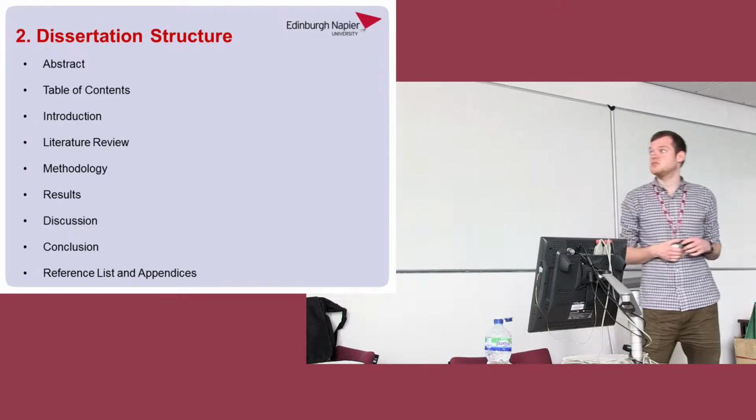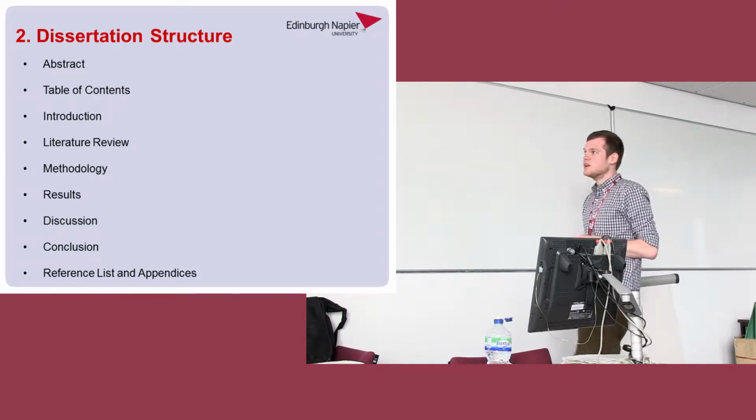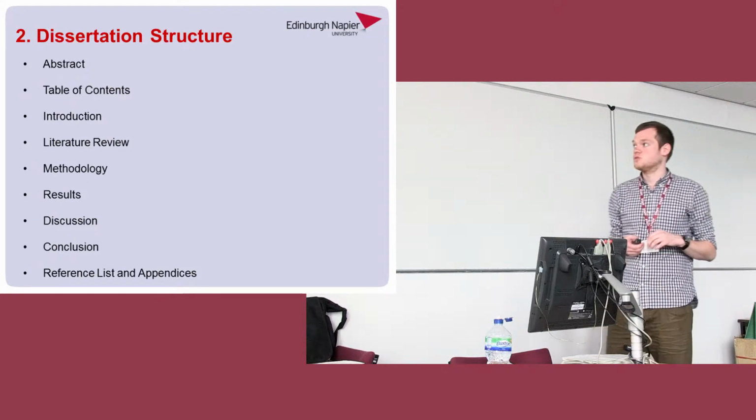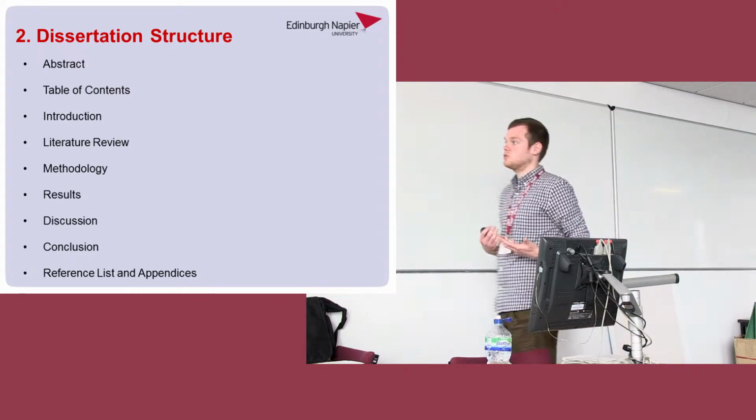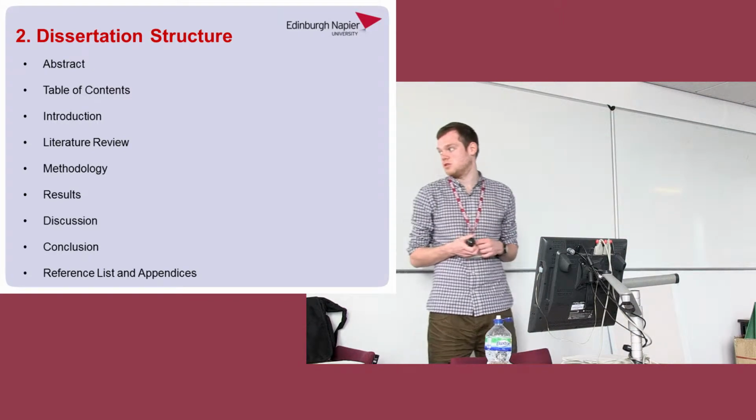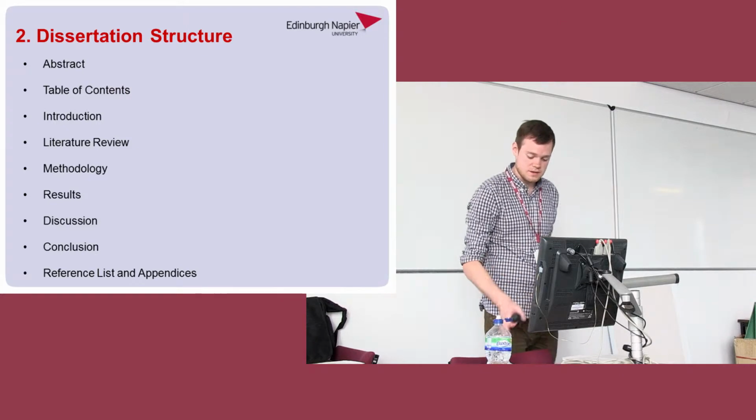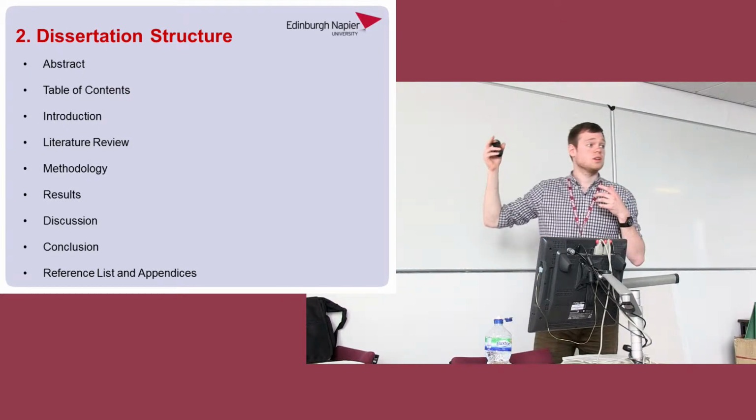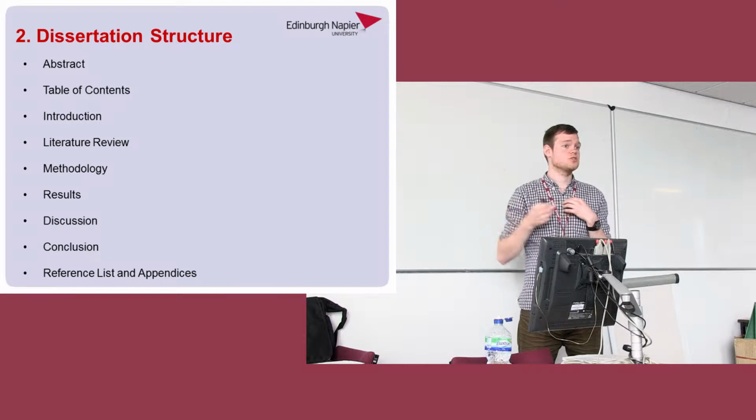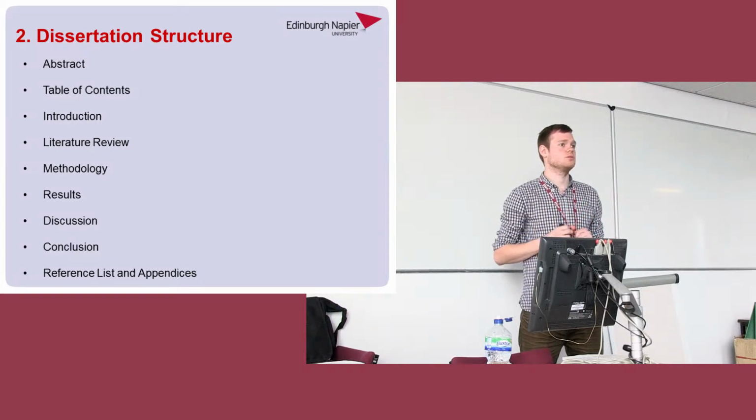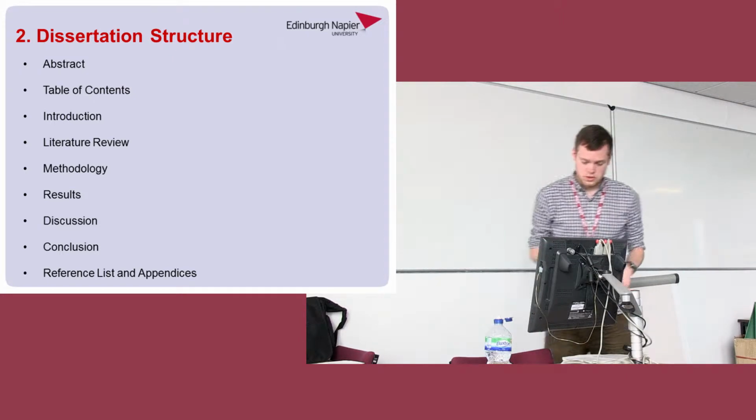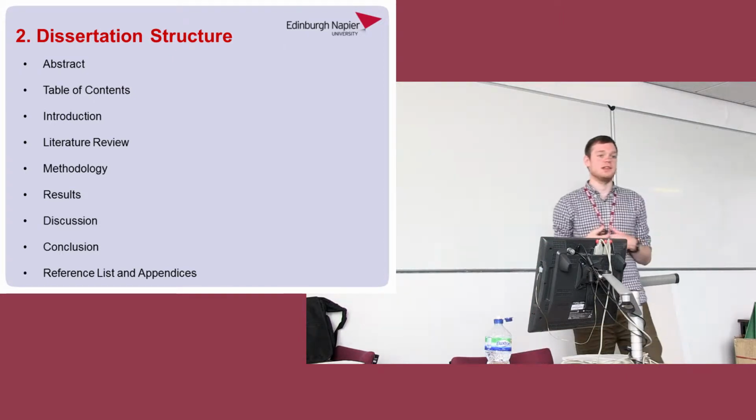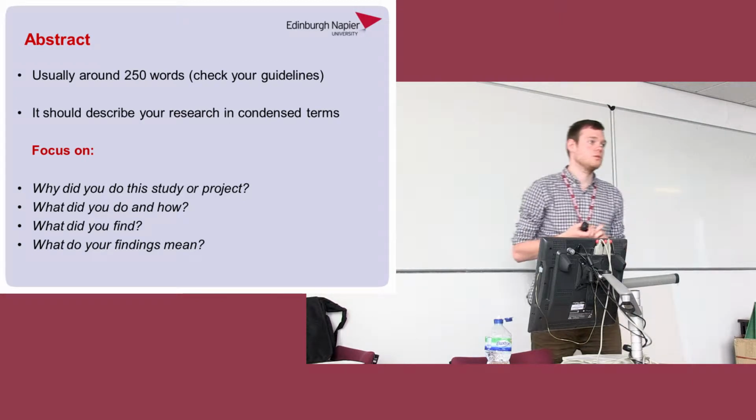So we'll get on to dissertation structure. This is a basic dissertation structure. You've got abstract, table of contents, introduction, lit review, methodology, results, discussion, conclusion, reference list, and appendices. Is everyone familiar with this kind of structure? Will anyone's dissertation that they're doing, their structure, deviate massively from this, or is it a set one? Okay, that's good stuff. Always check your guidelines when you're putting yours together.